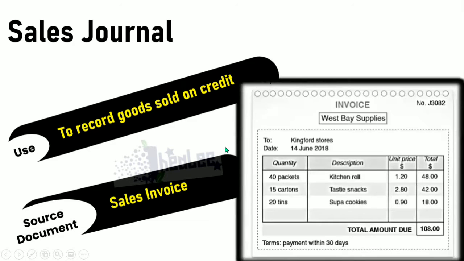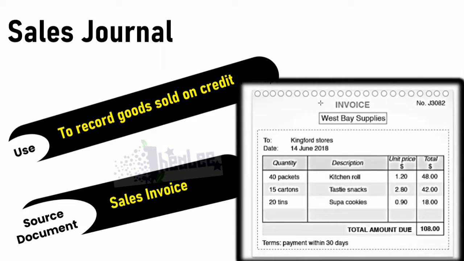Now, here is a sample of the sales invoice. From what you're seeing right here, we're looking at the books of West Bay Supplies. West Bay Supplies is the supplier. So your business would have to be the supplier for you to use this as a sales invoice. The customer would be Kingford Stores.